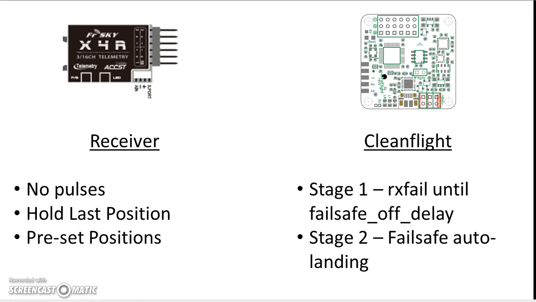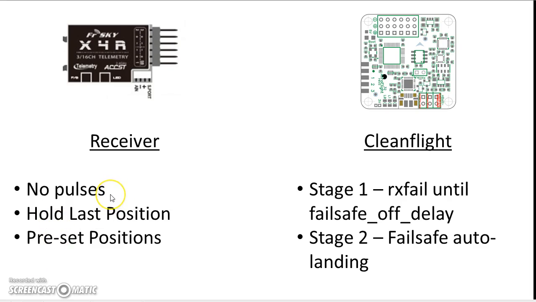Just to stipulate though, the reason hold last position is there is that if you're flying and you have just a momentary dropout, hold last position is good. Let's say you're banking left and you have just a 50 millisecond dropout. Well, that means the copter will just keep doing what it's doing until the signal reestablishes itself. And that's good, but if the signal doesn't reestablish itself, that's bad. Okay, so that's it for that.